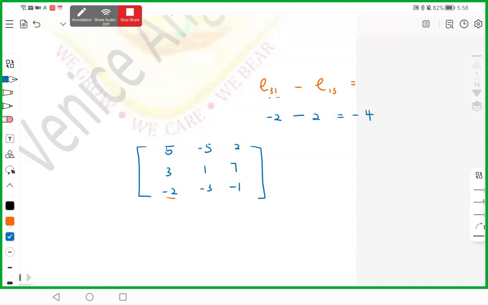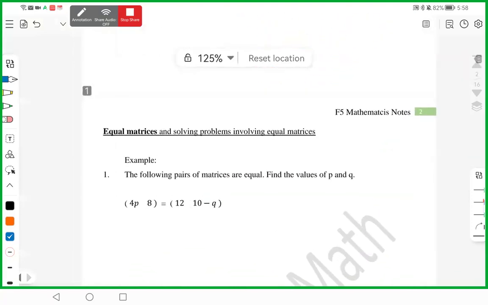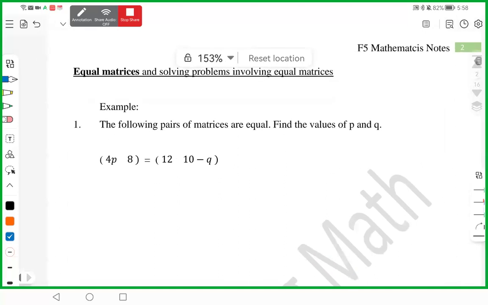Then only we do the addition or subtraction. So that is the element. Very clear, I think all of you can do. Next, after we know all about the element, the name, the order, now we can do equal matrix. Look at the word equal. Equal means exactly the same, so equal matrices will have the same order.